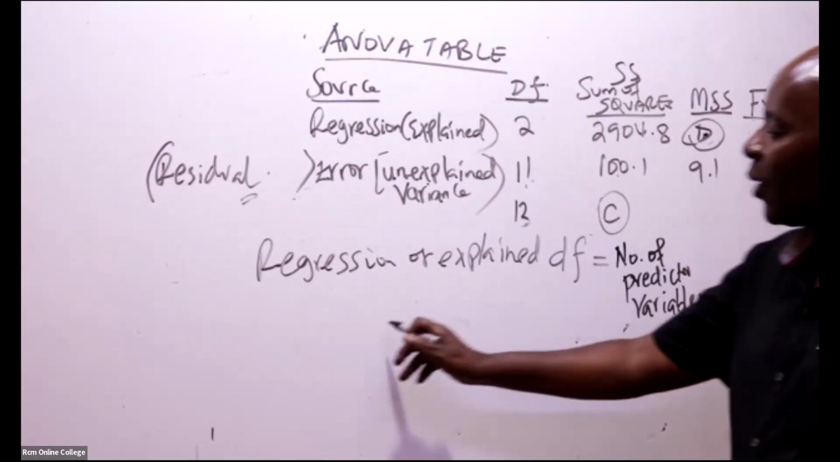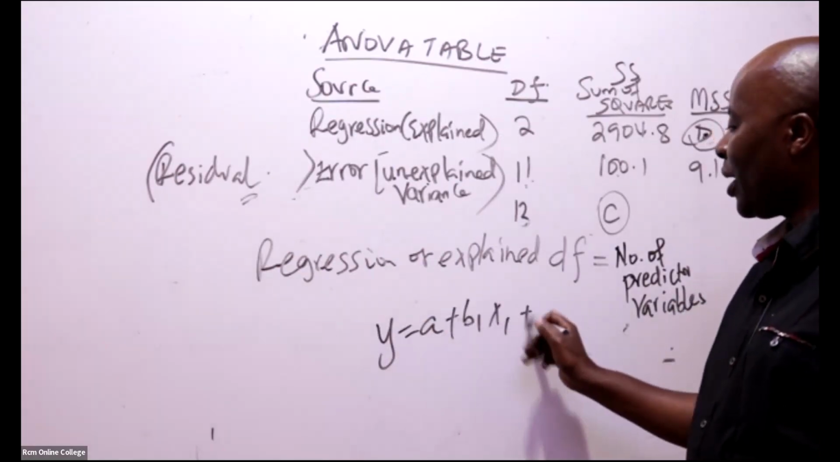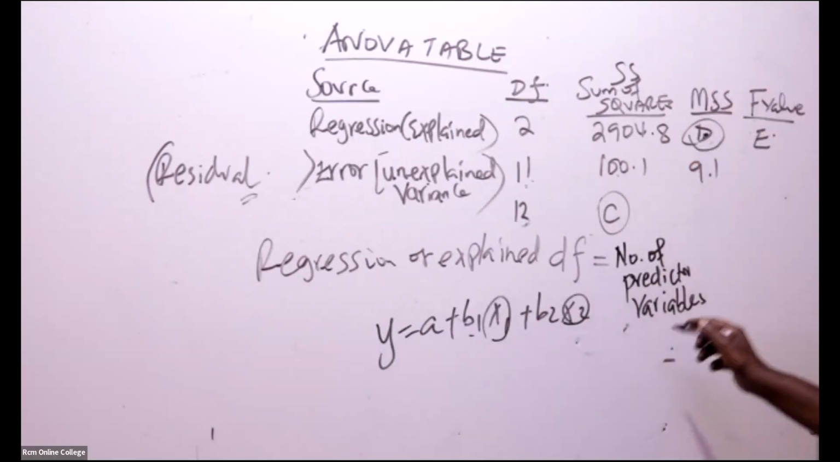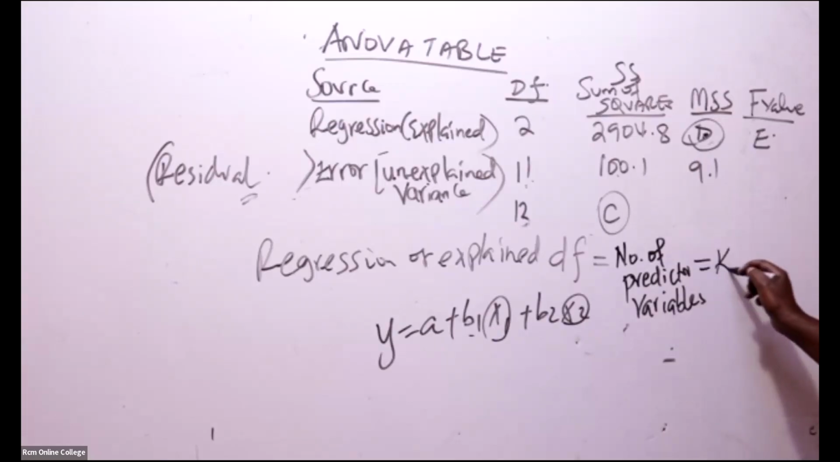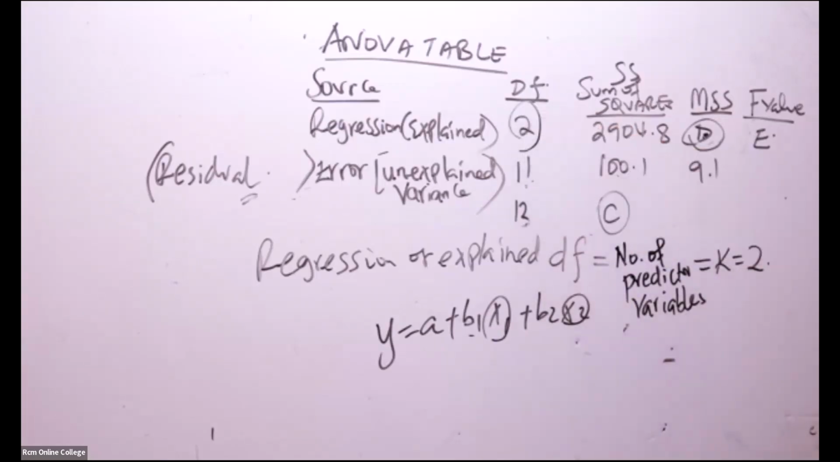So remember we had y equals a plus b1 x1 plus b2 x2. These are the predictors. There are only 2. So remember these are the number of predictor variables, which is equal to k, which in this case equals 2. Thank you very much, Tomno, for bringing that up. And I believe now we are okay.